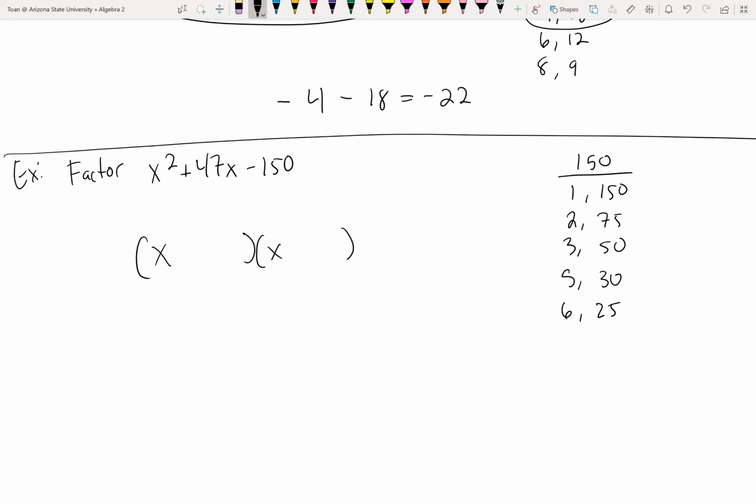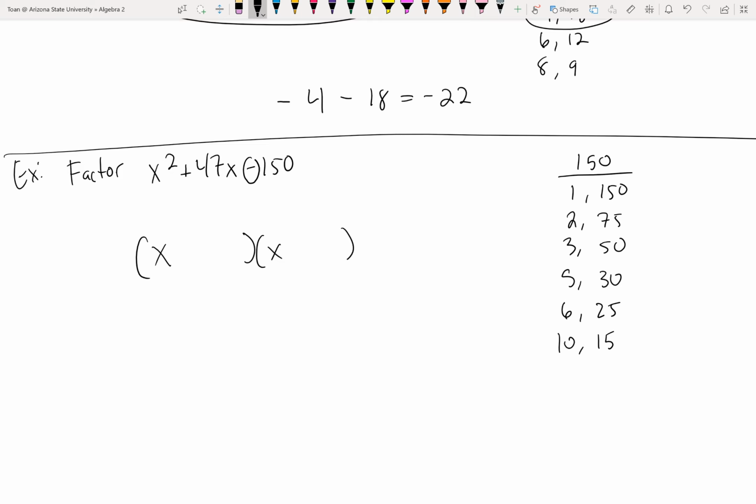6 and 25. 7 doesn't. That I'm for certain. What about 8? Nope. 9 doesn't. 10 does. 10 and 15. 11 doesn't. 12 doesn't. 13, 14. So this should be the whole list.